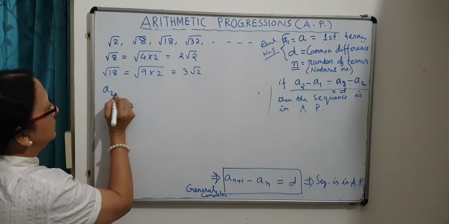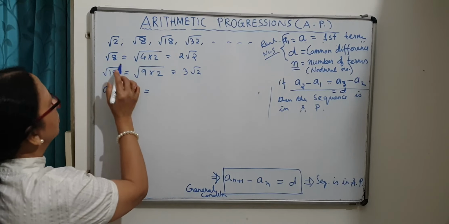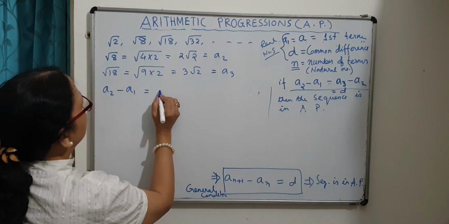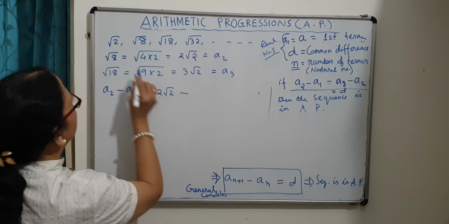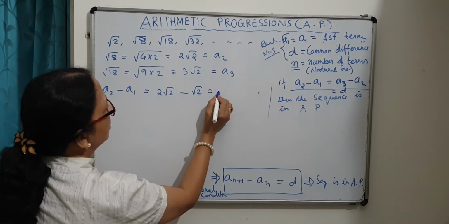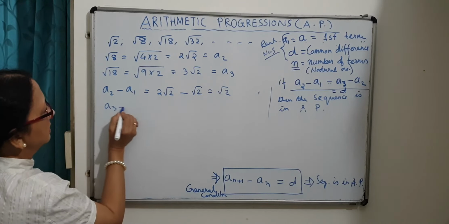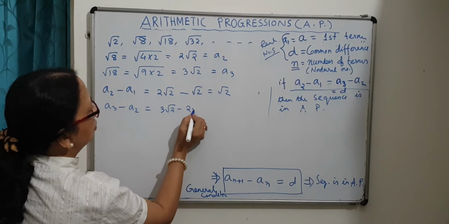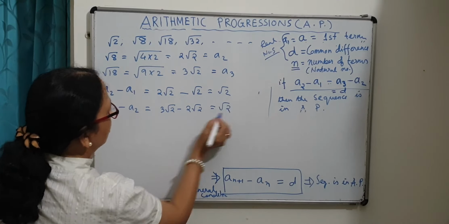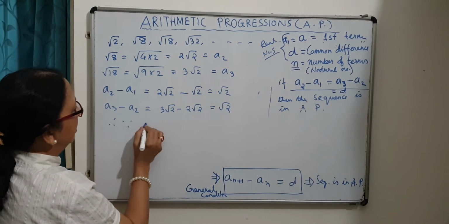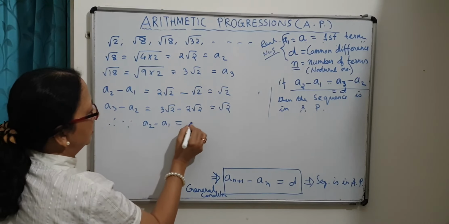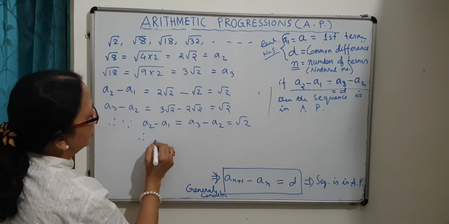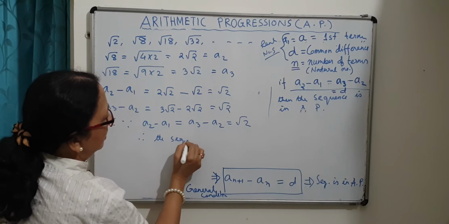Now I will be checking A2 minus A1. Root 8 was A2, and this was A3. So A2 is 2 root 2 and A1 is root 2, so the difference is root 2. And A3 minus A2: A3 is 3 root 2 and A2 is 2 root 2, so this is also root 2. Therefore, since A2 minus A1 is equal to A3 minus A2, equal to root 2, the sequence is in AP.